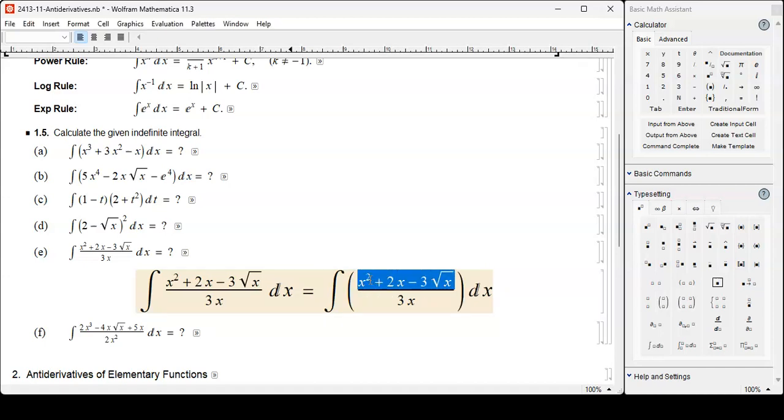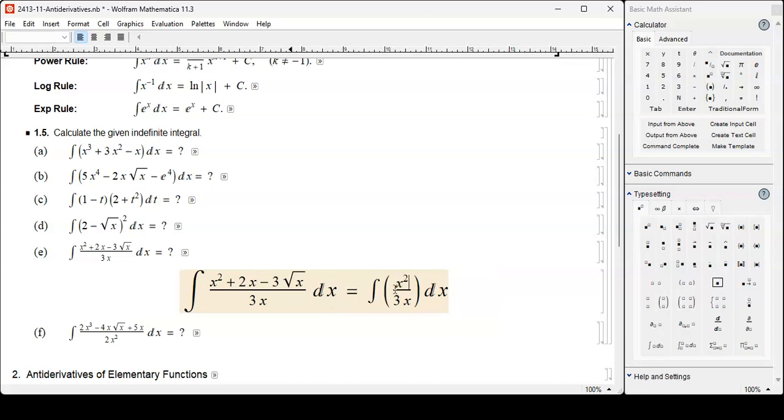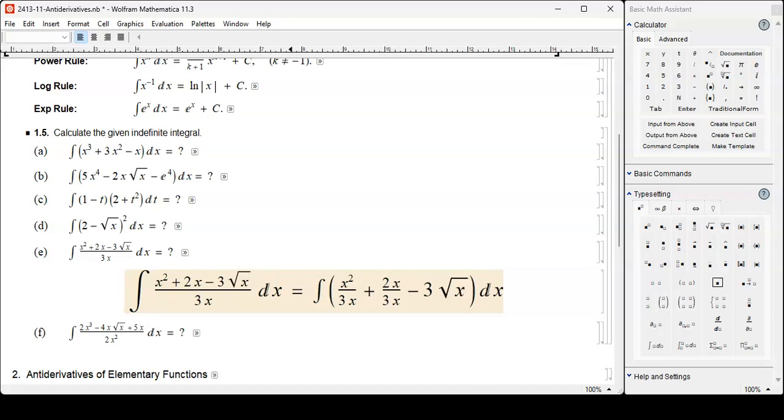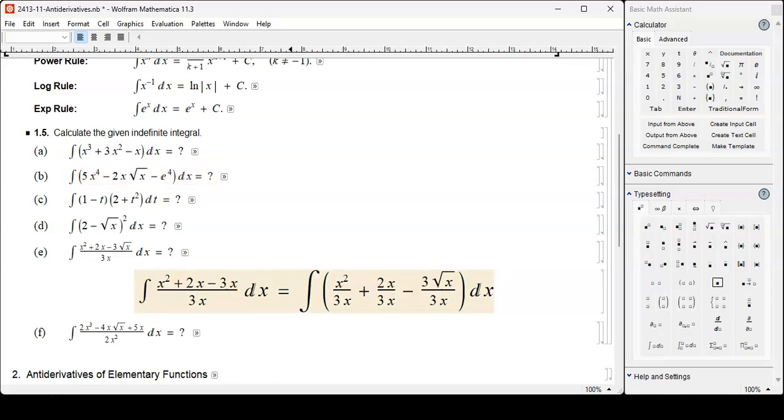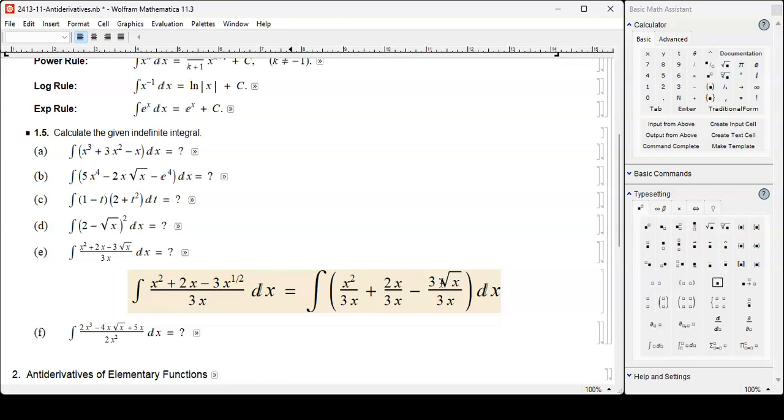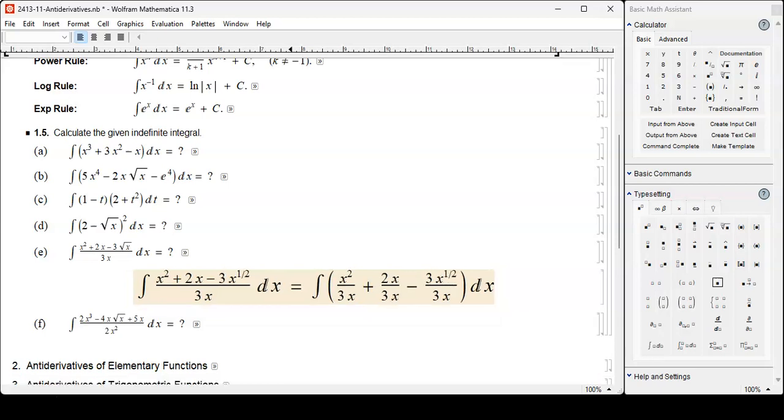Separate the numerator. Two x over 3x minus 3 square root of x over 3x. As a matter of fact, it's going to be far more convenient if you have power form, as you have seen here. So let's rewrite this square root of x into 1/2 power. And then you can clearly do some simplification, I guess.